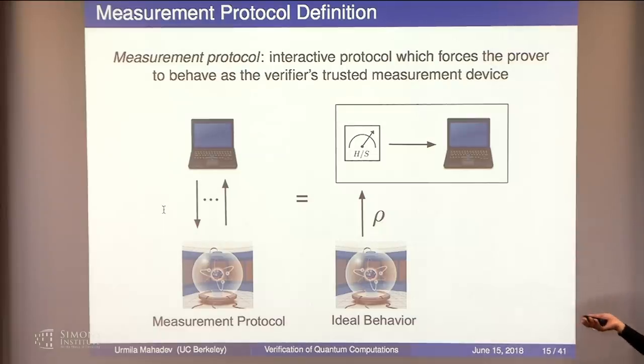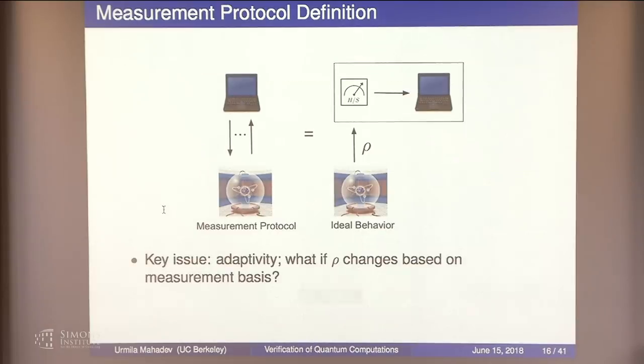Okay, so when you have a protocol like this, what's the first issue that would come up? It's adaptivity. So if the prover is supposed to do the measurement for the verifier, he of course doesn't have to fix a quantum state and measure it in the basis chosen by the verifier.